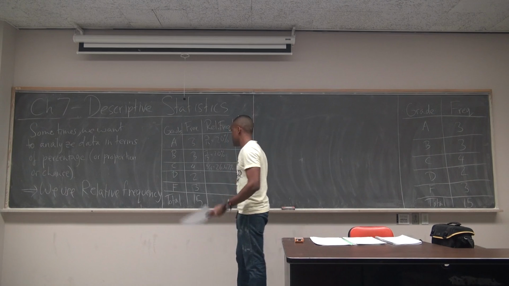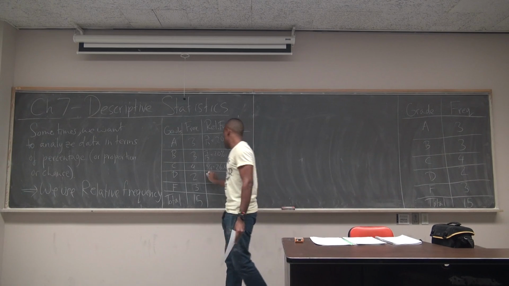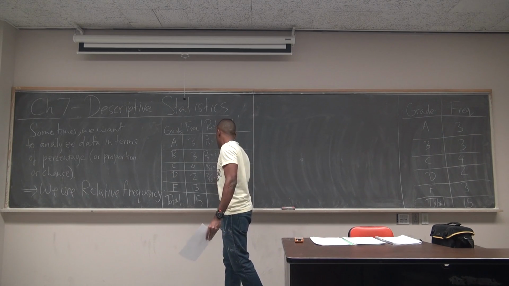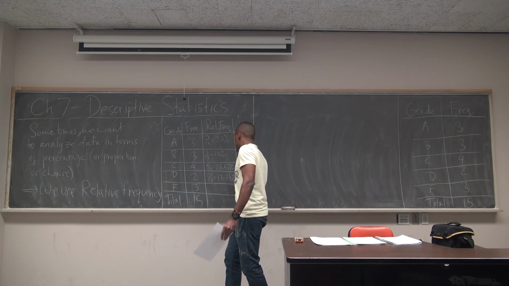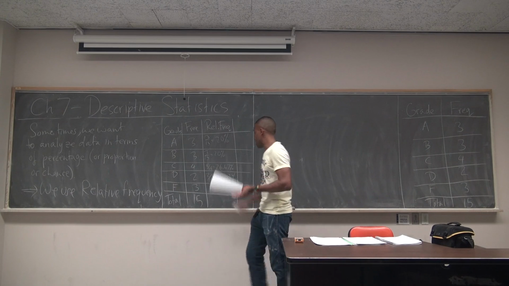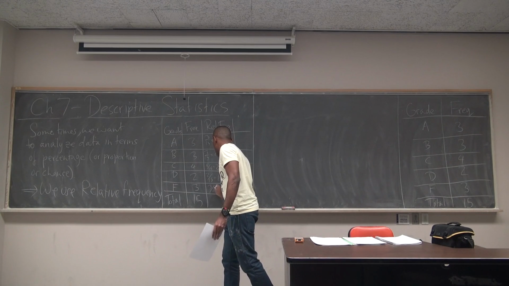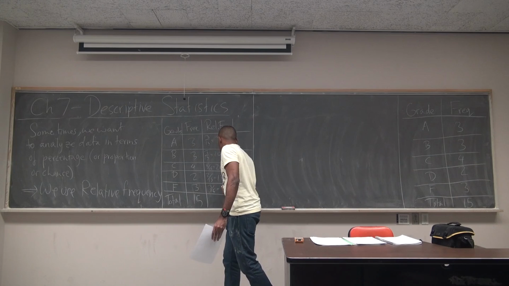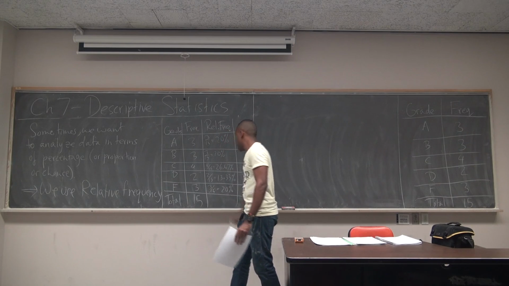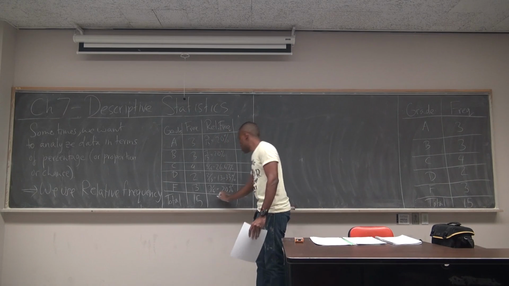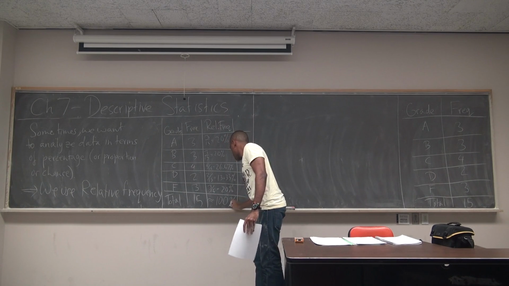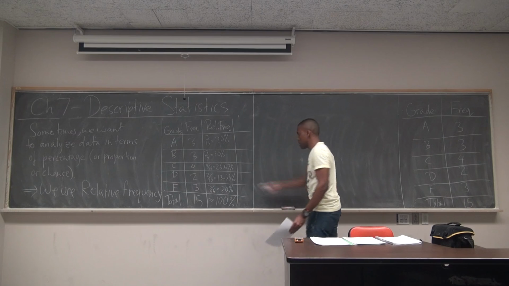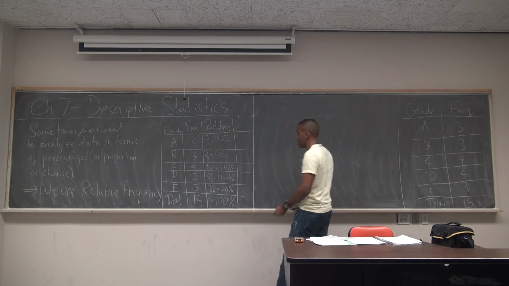I can have 2 over 15, which is 13.33. And the 3 over 15 is again 20%. You can add up all the percentages, you should get roughly 100%. Very close to it. Sometimes rounding error will get you off from that, but you shouldn't go too far from 100.